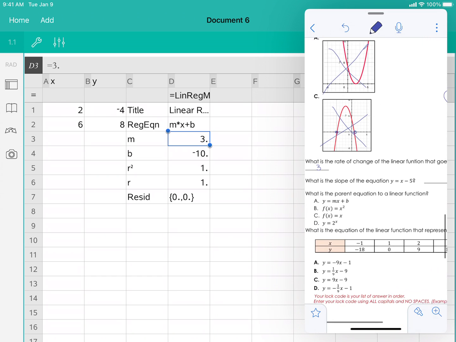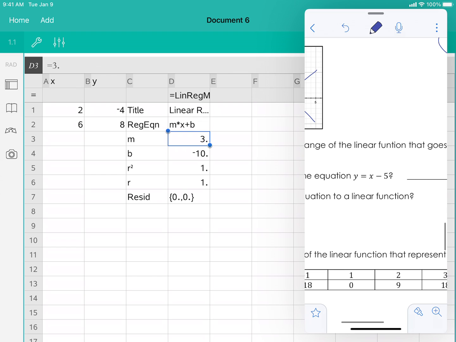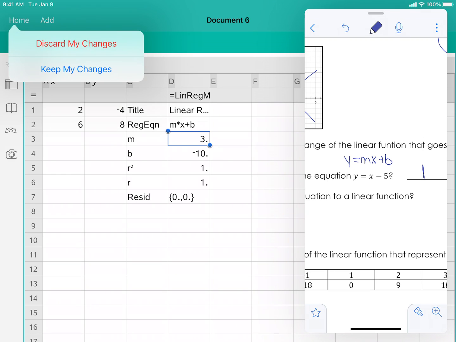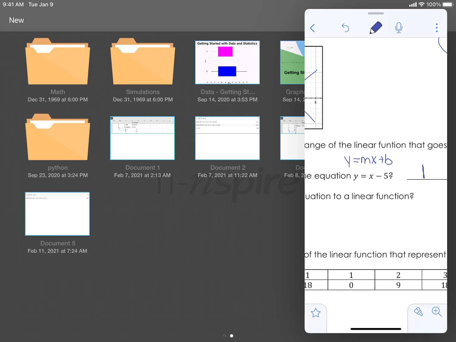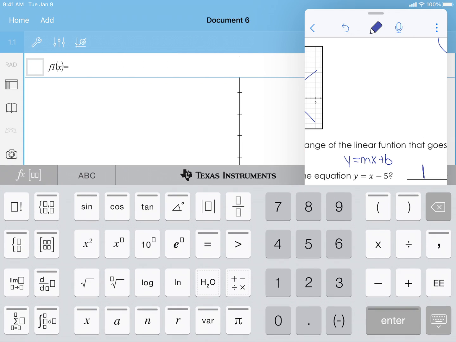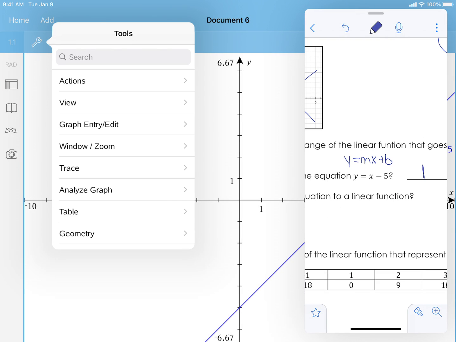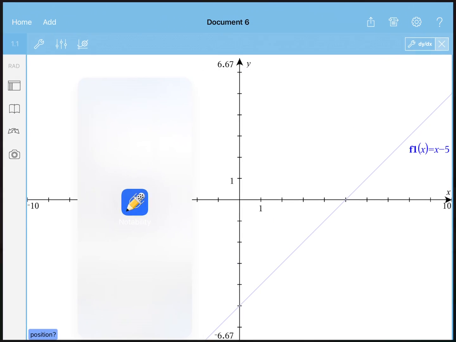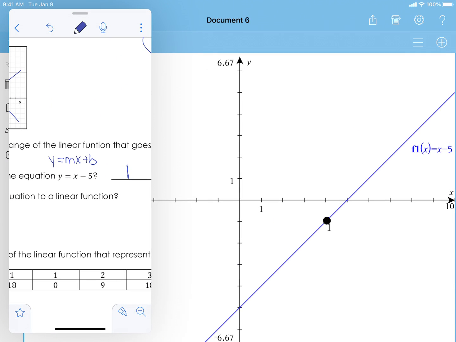Okay, next it says, what is the slope of the equation? Hopefully you know y equals mx plus b, and you would be able to tell that it's 1. But if you forgot, you can always go to the graph part and type in the equation. So we're just going to type in x minus 5. Press enter. You go to menu, analyze graph, dy dx. And the graph starts flashing. And when you look, it gives you a point that tells you that the slope is 1.